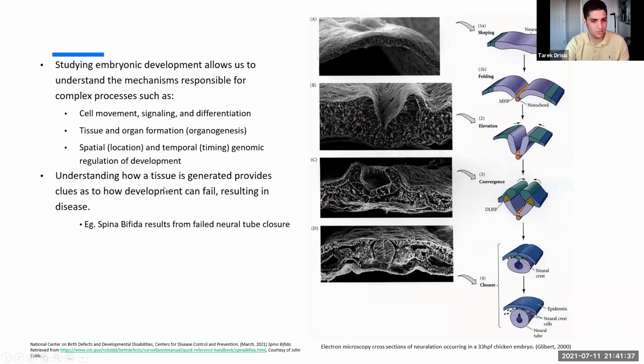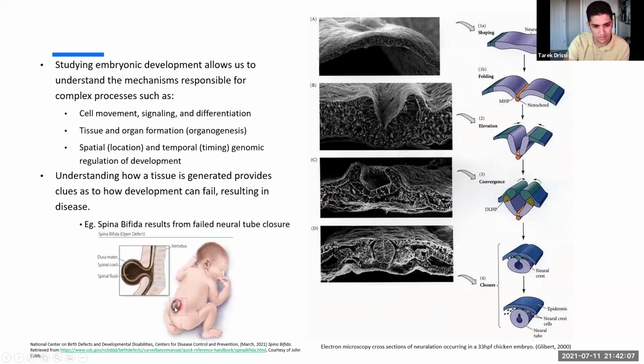So understanding how a tissue is generated provides clues as to how development can fail, and that results in disease that we see in maybe a newborn baby or an adult later on in life. An example is spina bifida. When this process goes awry, the neural tube will fail to close at some point. So it will fail to form a full tube, and it will be open at some points. And that can result in what's called spina bifida.